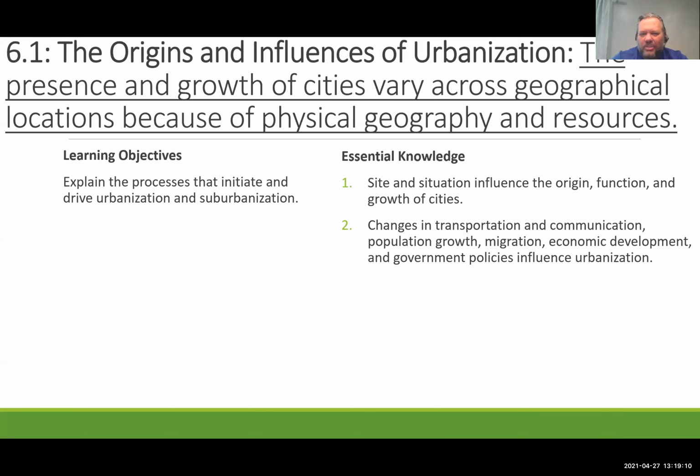So this is the origins and influences of urbanization. So, when did urbanization start? And again, just looking at this top sentence here, the presence and growth of cities varies across geographical locations because of physical geography and resources. So, depending on the geography and resources of different areas, cities will either or not spring up. Okay, so we're going to be looking at site and situation, which are things that we've looked at before, and then changes in these things and how they might impact cities.